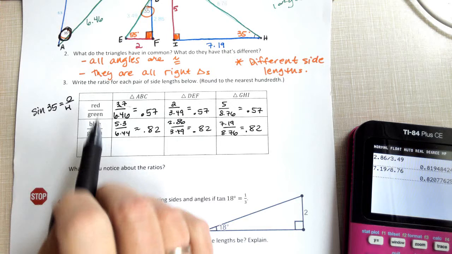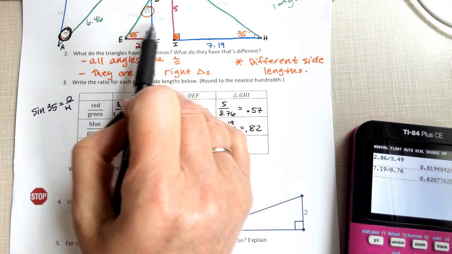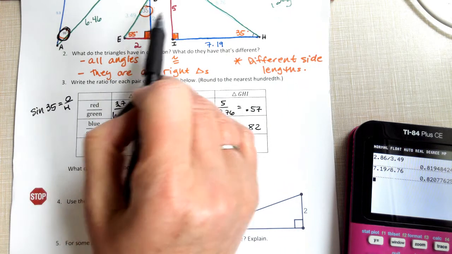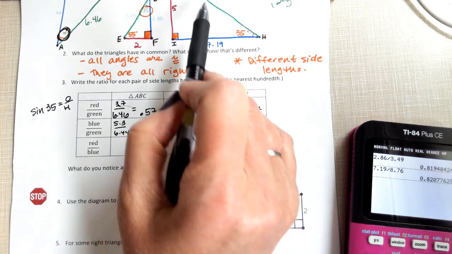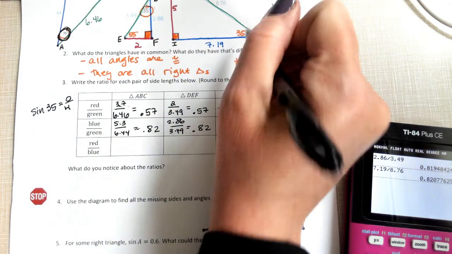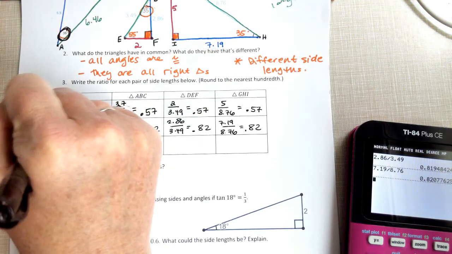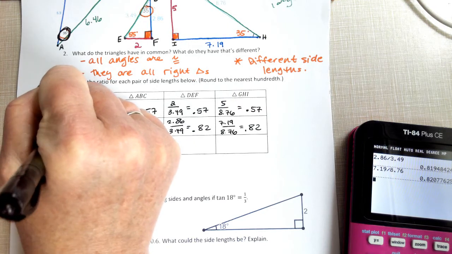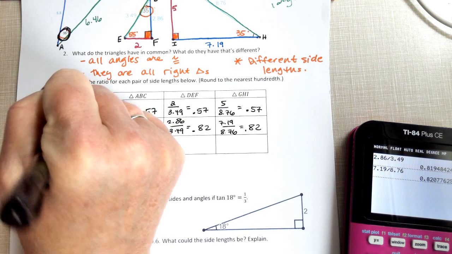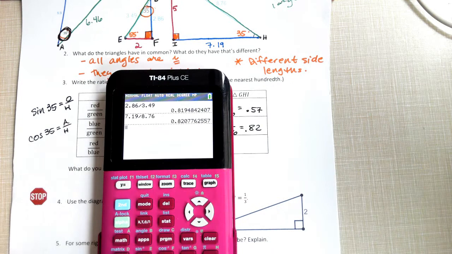So blue to green from this 35 degree angle is going to be the cosine. The cosine is adjacent over hypotenuse, and on your calculator, cosine of 35 is going to be 0.82. So no matter what the side lengths are, the ratio is what's key. The ratio is always, always, always the same.